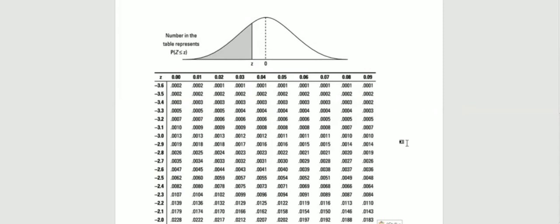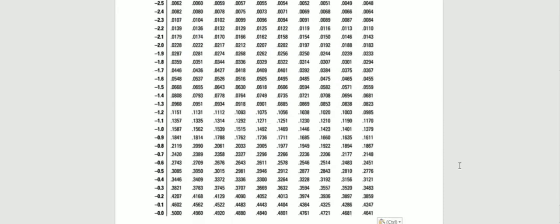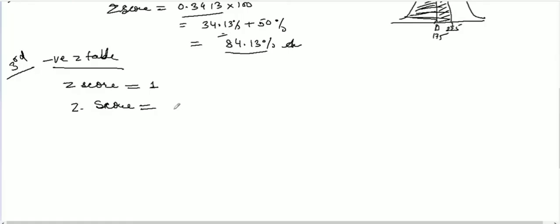So don't worry about the minus sign, just go to 1. Where is 1? So this is 1, and you have to look at the first column because 1.0 is there. So this is 0.1587 area given. Write down here from the table 0.1587. So this is the negative area given.